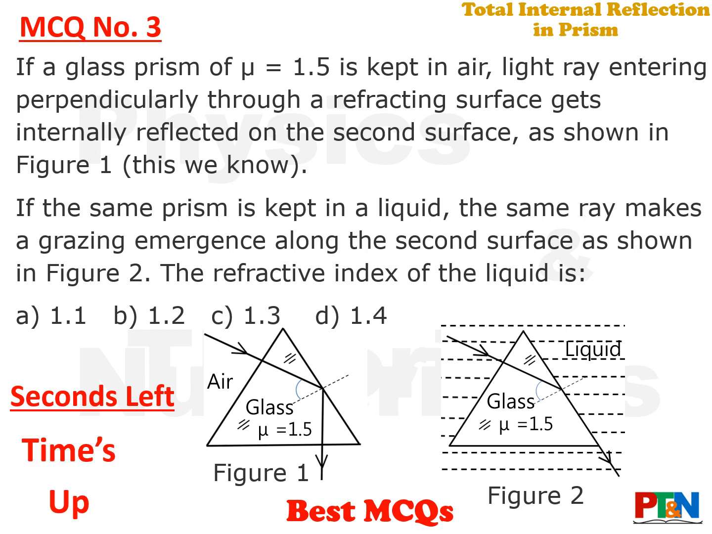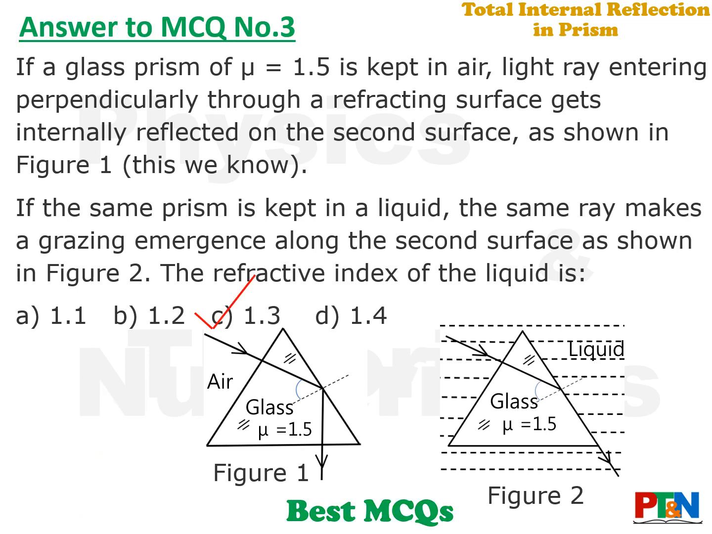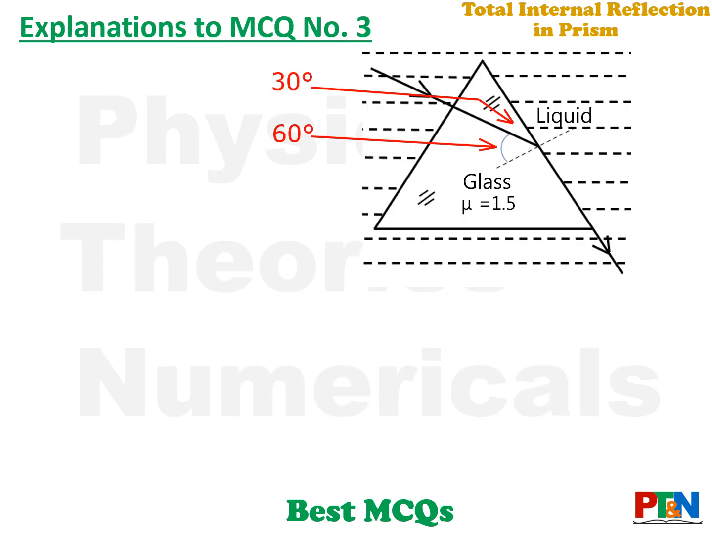Time's up. Let's see the answer. The answer is option C, that is 1.3. Let's understand the calculation also. You need to calculate refractive index. That means you need to find out angle of incidence and angle of refraction. Here it is critical angle, so angle of refraction, you know, is 90 degree. You need to find out the angle of incidence.